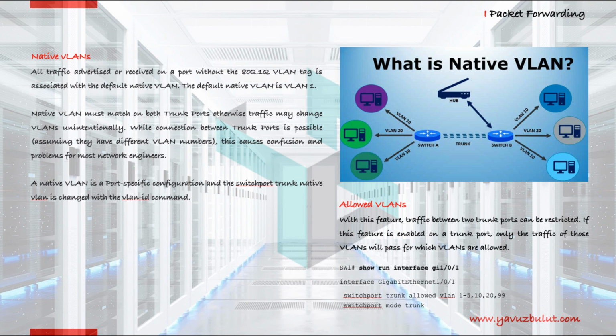If you say 1-5 it covers from 1 to 5. If you want to specify specific VLANs you need to put a comma between them as shown here. You can write 10, 20, 99. We use the allowed VLAN command to allow VLANs to pass through the trunk port in this way.